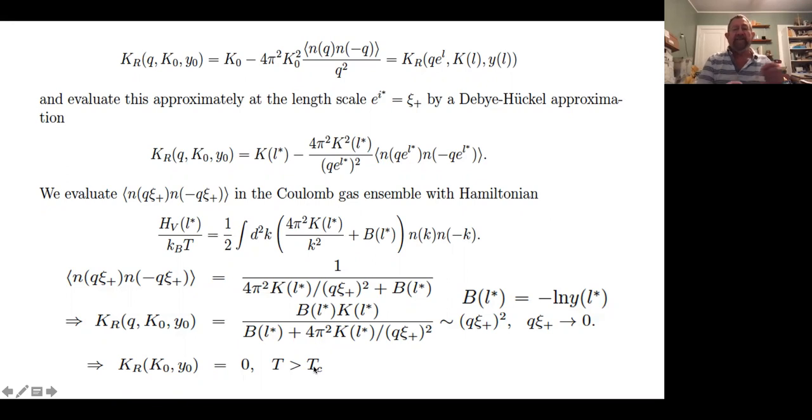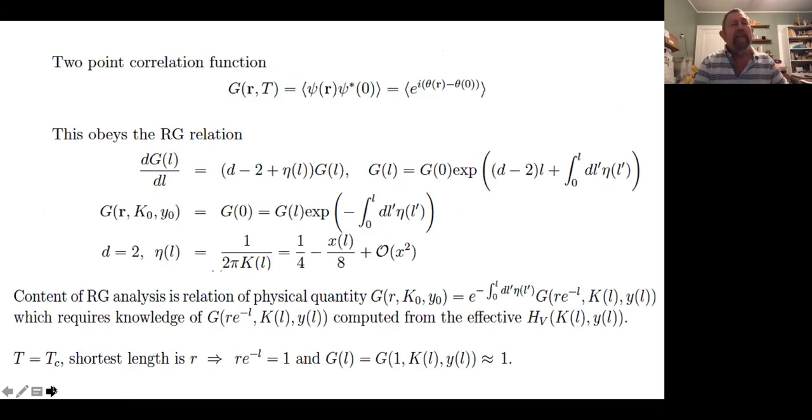And this tells us that the superfluid density vanishes if T is greater than Tc, which is exactly what you expect, of course. But it's nice to see a physical expectation borne out by a calculation.